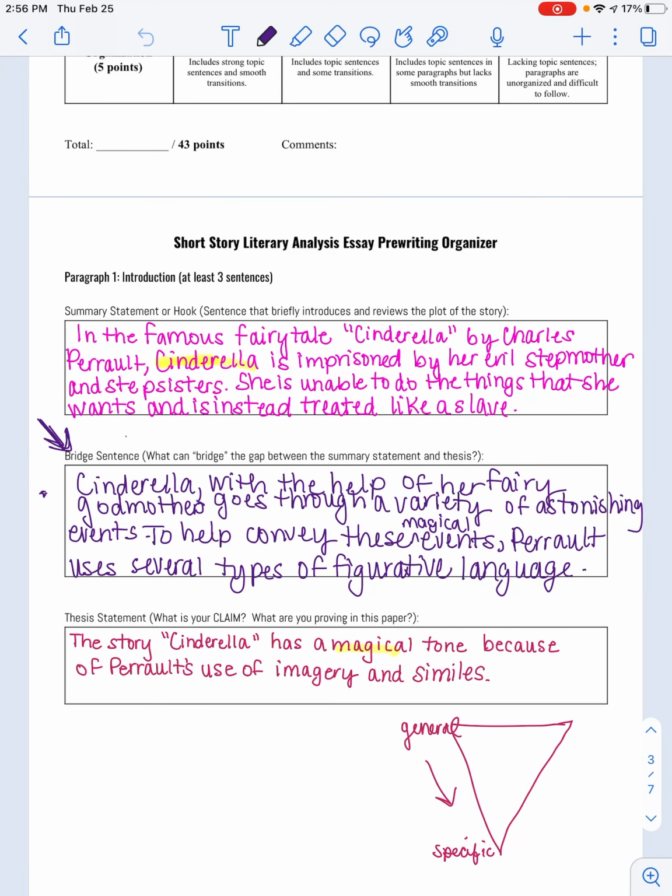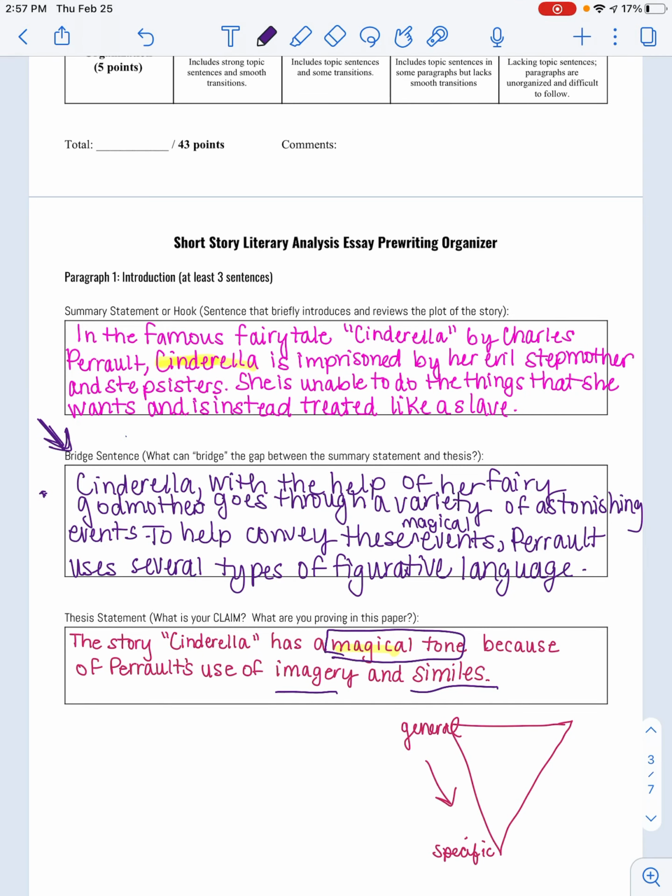Okay, guys, so yesterday we wrote our introduction into our graphic organizer. So we have our summary statement, we have our bridge sentences, and then ultimately we have our thesis statement in which we tell the title of the story. We also mention what type of tone we're talking about, and we also have what type of imagery or figurative language or author's techniques that we're going to be talking about in our body paragraph.